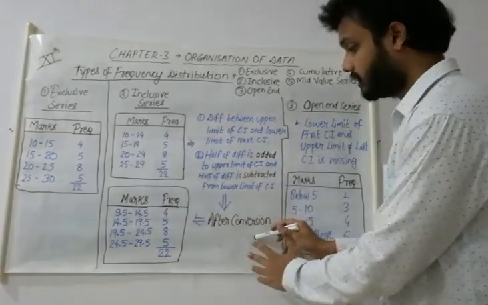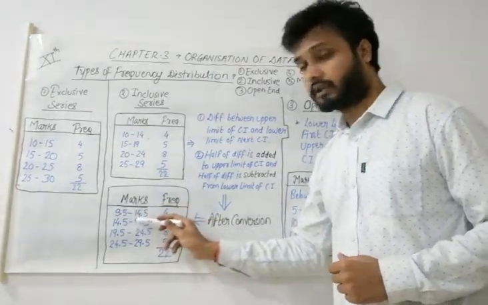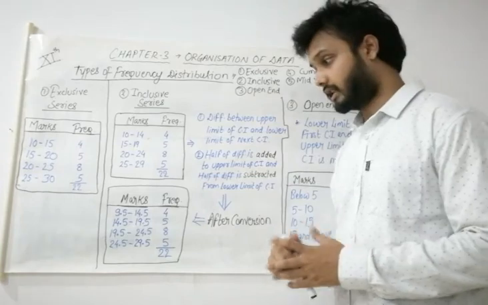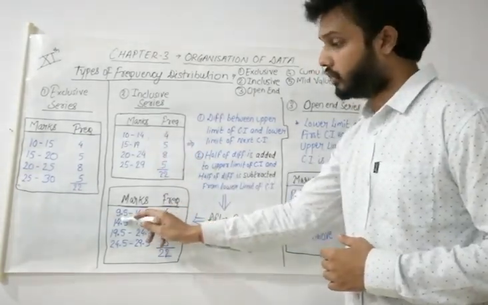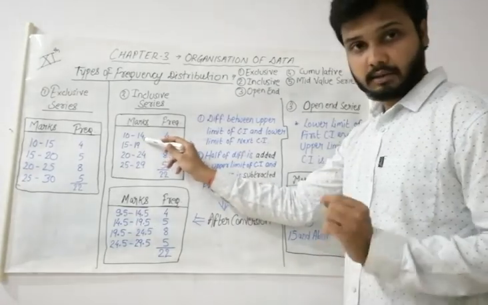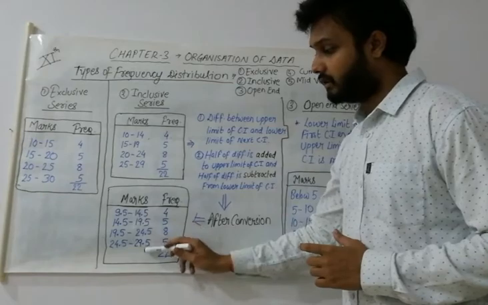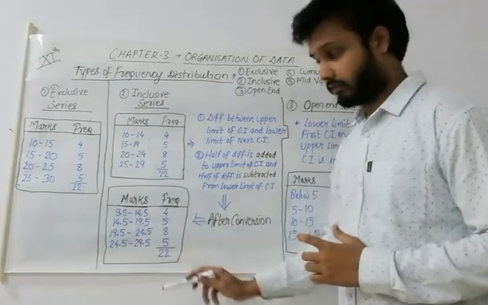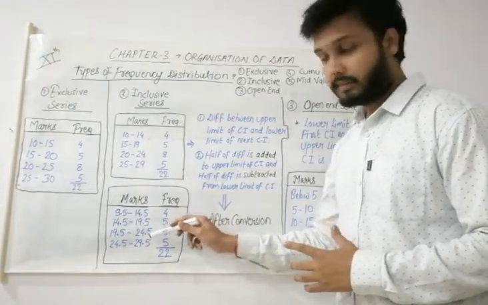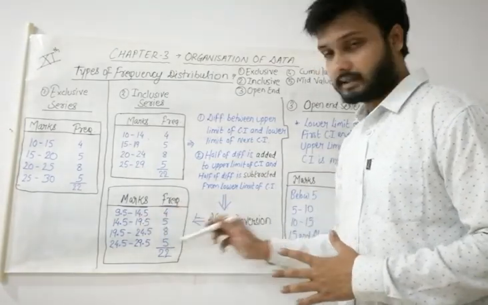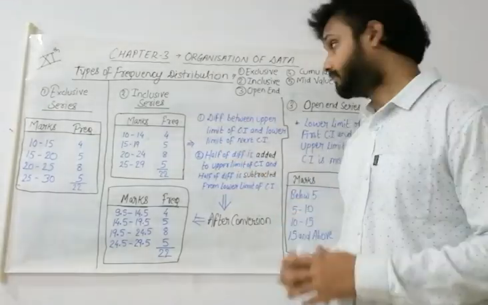So after conversion our table will look like this, which means that now we have converted this into exclusive series. So 10 minus 0.5 is 9.5 and 14 plus 0.5 is 14.5. In the same way we have added and subtracted in every class interval. Okay, so we got this in exclusive form and now we can easily see the marks. So this was about the inclusive series.